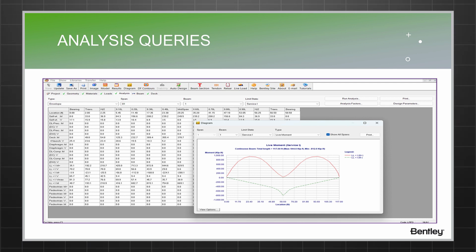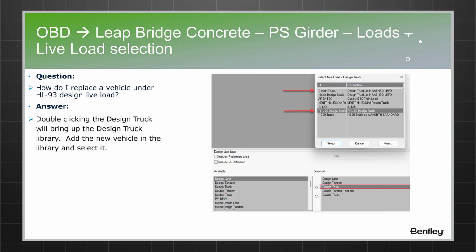So in the next slide, we'll go over the analysis queries, some of the common queries raised by the users over the years. The first one: generally in the loads tab, we have some default design trucks which are already assigned under the selected heading. If the user wants to replace the vehicle under the HL93 design live load, the user has to double click on this design truck live load. A new window will appear, which is basically the library. There the user has to select the truck, or the customized truck, or any other truck which he wants to replace. Once he clicks on that customized truck, the current design truck gets replaced with the customized truck.